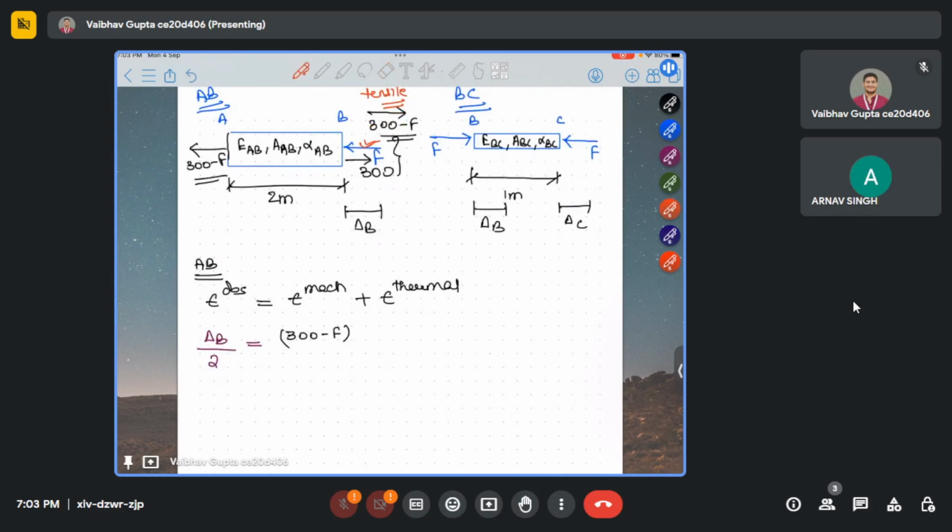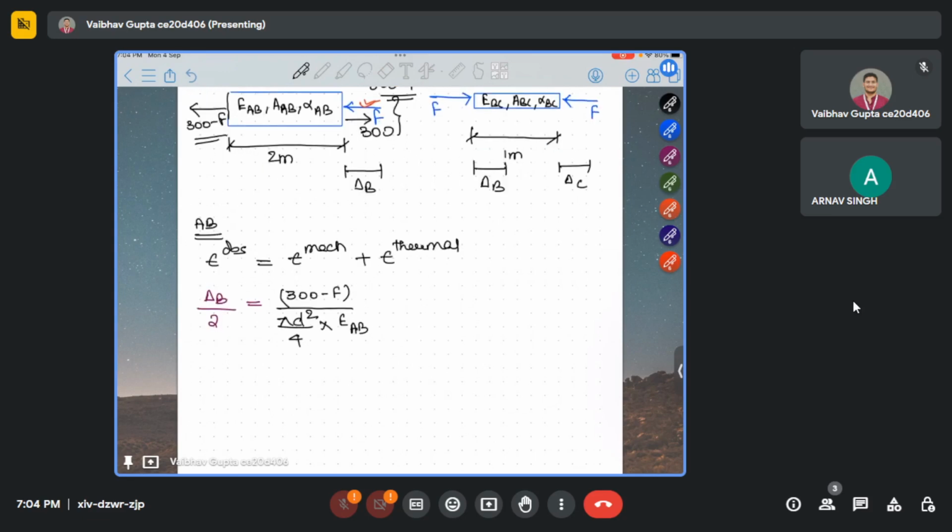So what is epsilon mechanical? It's nothing but P upon AE. P is nothing but 300 minus F here. A is pi d square by 4, into E of AB. Okay, I will write the expression below with the values. What is thermal? Thermal is nothing but alpha delta theta. Alpha AB has been given to us, and delta theta is 20 degrees Celsius, given.